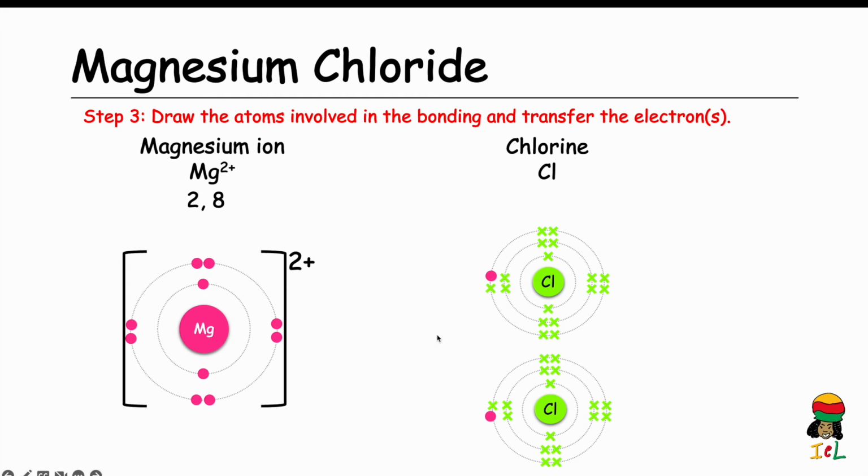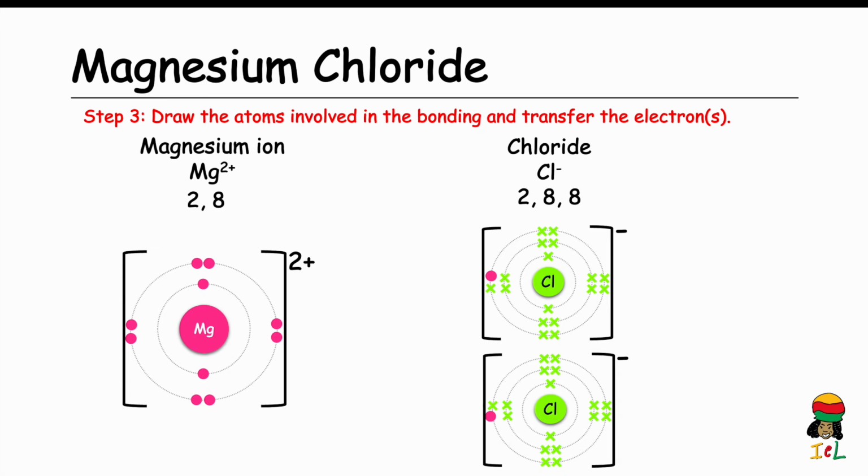Now, since each chlorine atom accepted 1 electron from the magnesium, the chloride ions formed will each have 1 negative charge. The first chlorine accepted only 1 electron, so it gets 1 negative charge for the 1 electron it accepted. The second chlorine accepted only 1 electron from the magnesium, so it has a 1 negative charge for the 1 electron that it gained.